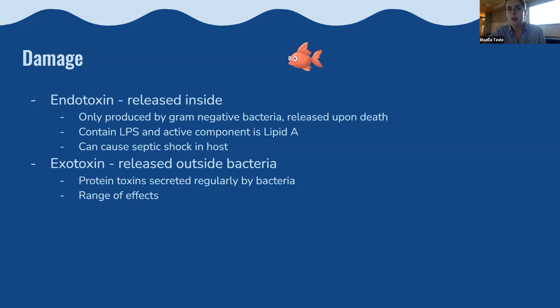Endotoxins are the ones that you hear about causing septic shock in the host, and endotoxicity. These are only produced by gram-negative bacteria, and they're released upon the death of a cell. They contain the lipopolysaccharide, and the active component in them is called lipid A. Exotoxins are released by every bacteria. They have a range of effects, but they're secreted regularly by bacteria. But endotoxins are the ones you really need to look out for.